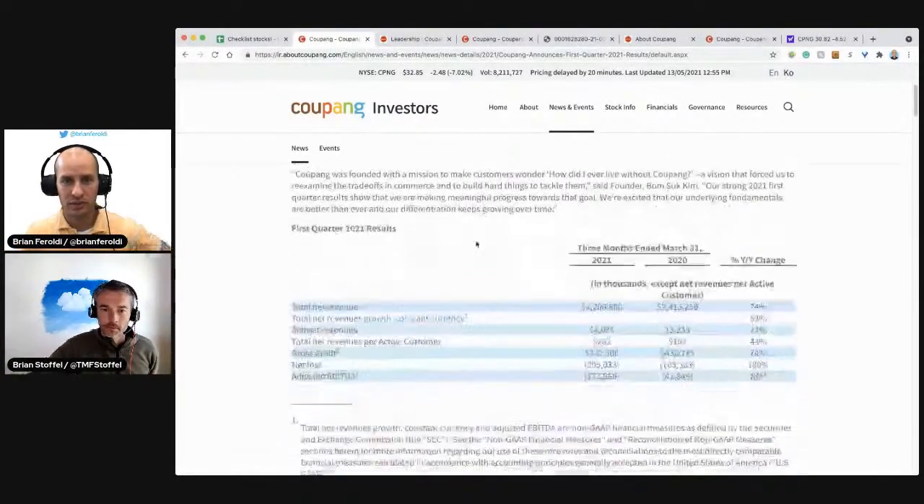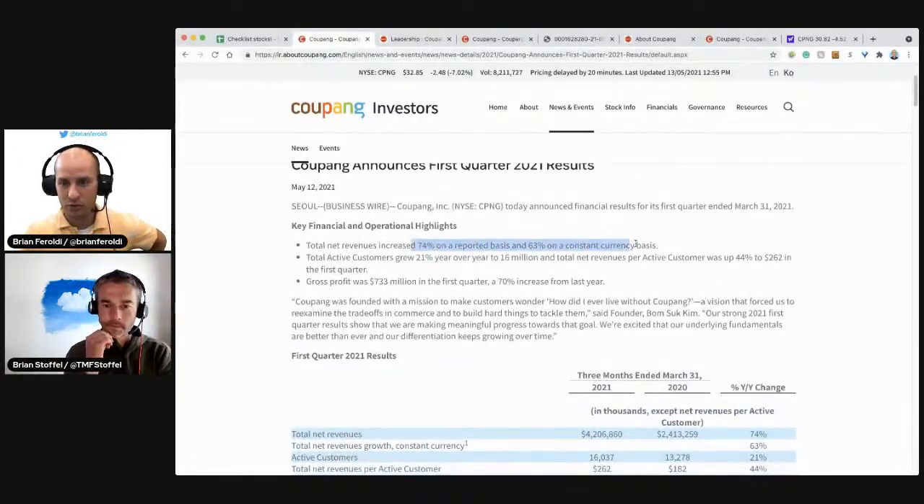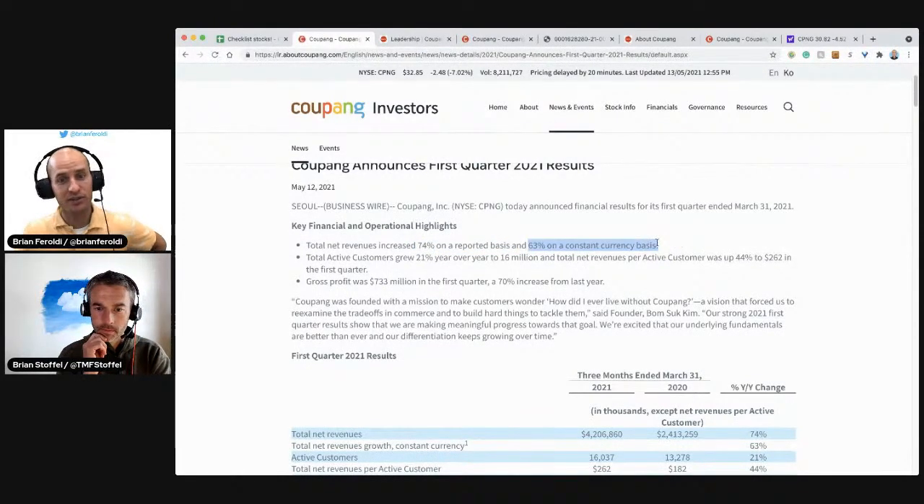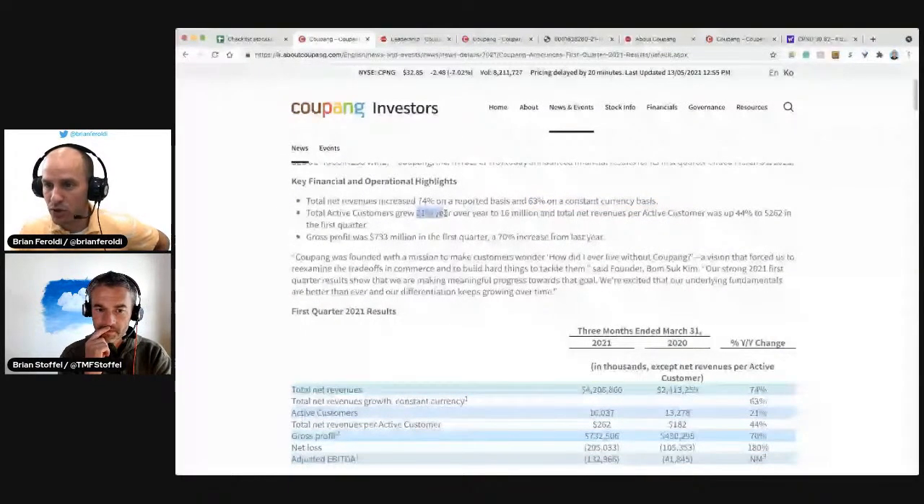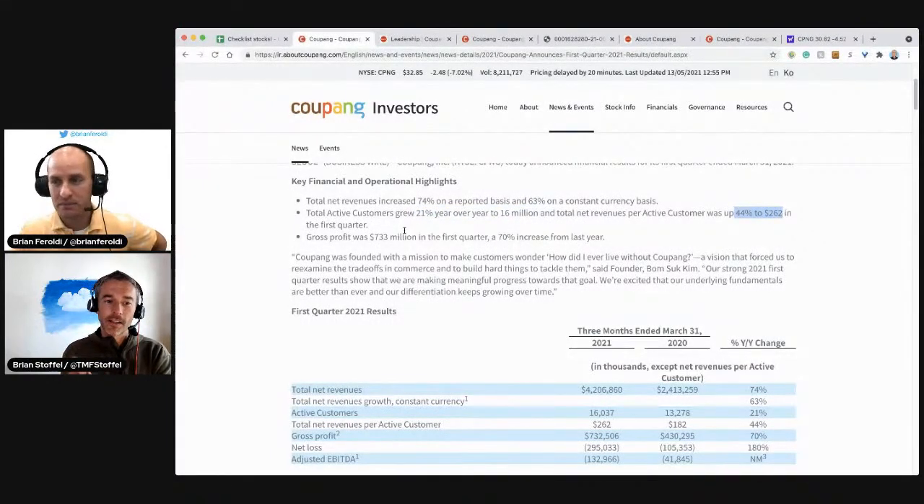Yep. So this is the most recent report. Revenue grew 74%, or 63% on a constant currency basis. So currency helped them. Customer count grew 21% to 16 million. Total net revenues per active customer was up 44%. Look, that's okay. So let's just focus on that for a second.